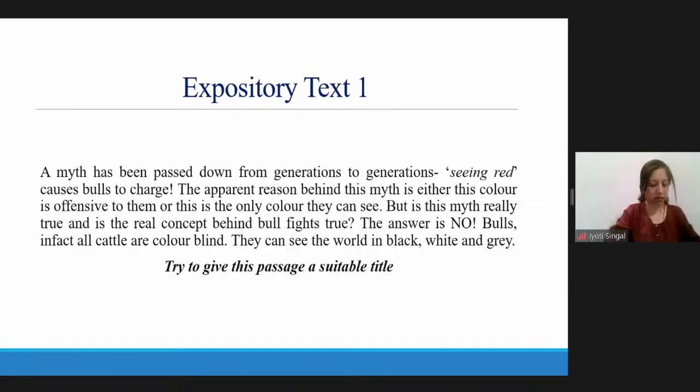Yes, Pooja, it's about bulls. You already said that. Seeing red charge bull, myth or reality. Okay, Shreya, that's okay, but I would rather expect something more crisp. Okay, Jasmine, myth about bulls and the color red. Fine.